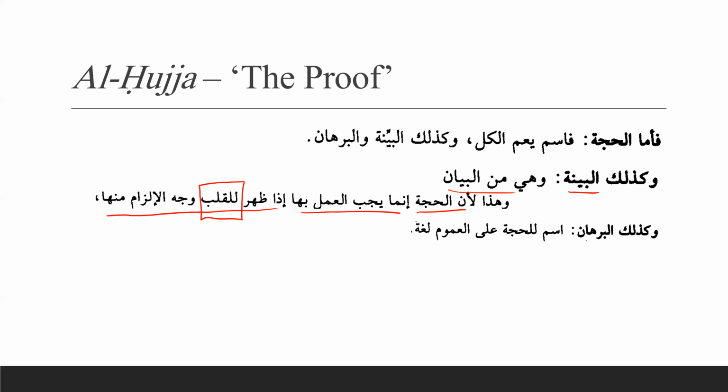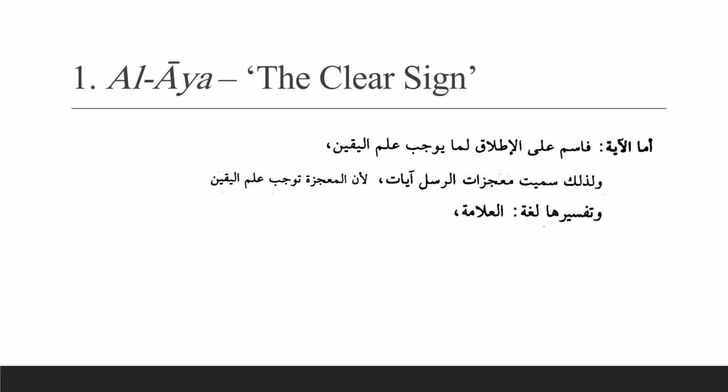And he simply says about burhan, it's another word for hujja linguistically. So that's the overarching term, the hujja, and why it's used and what it signifies in this life and in the next life. So the first type of hujja is what he calls the ayah, which you could simply say from his explanation, it's the clear sign.